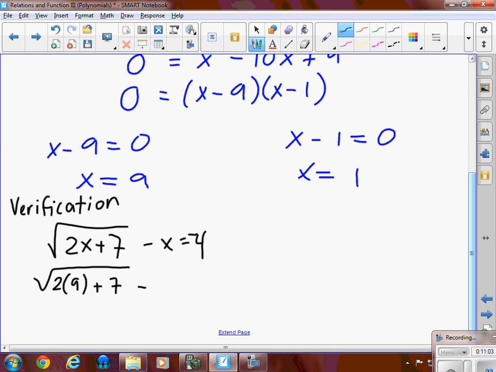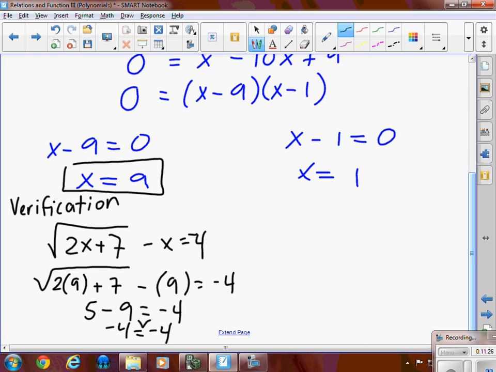That minus a 9, we want to see if that equals negative 4. So I have 18 plus 7, which is 25. What's the square root of 25? 5. So I got 5 minus 9 equals negative 4. Does that verify? Yep. Negative 4 is negative 4. Therefore, we know that this guy, x equals 9, is a solution.